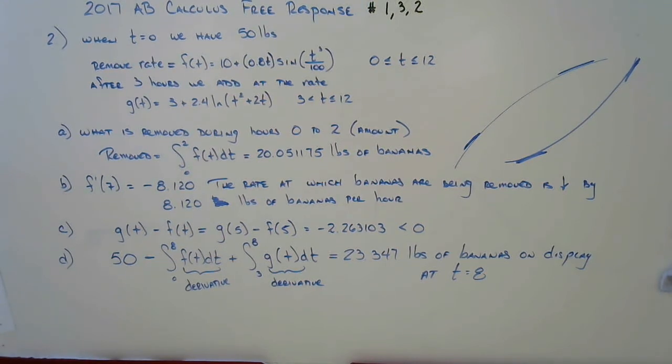Okay, so that's questions 1, 2, and 3 on the AB test for 2017. Again, you can watch these as many times as it takes for them to make sense. Don't just watch it once and go, I didn't get that. If you didn't get it, watch it again and again and again until it does make sense. You got this. All right, keep working.